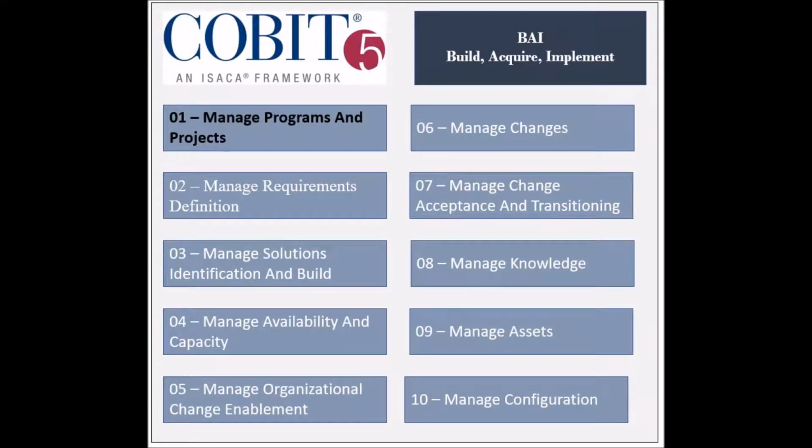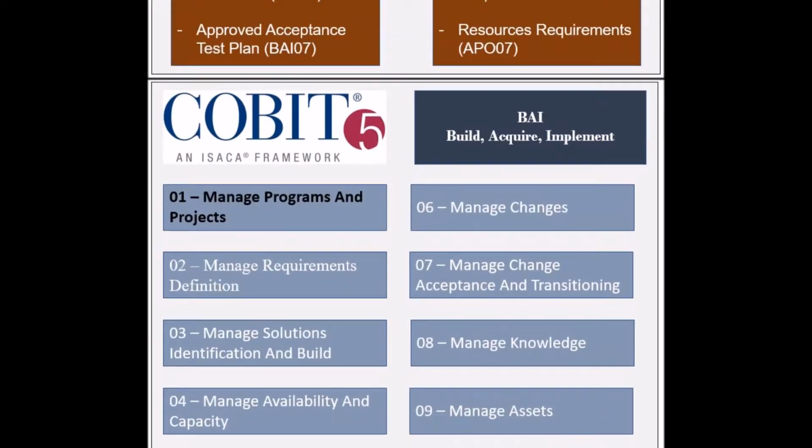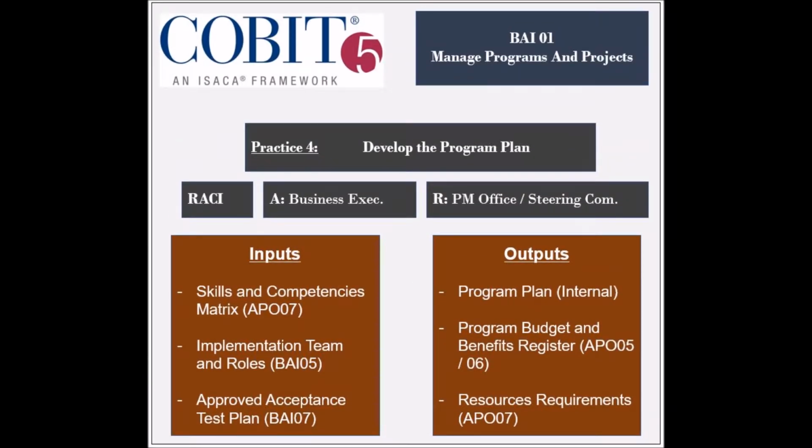The first process of the build, acquire and implement domain, called Manage Programs and Projects, has 14 practices. The fourth practice is to develop and maintain the program plan. The entities responsible for this practice are the Steering Committee, the Project Management Office, and the Value Management Office. The entity that is held accountable is the business executives.